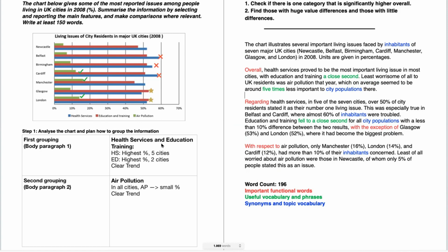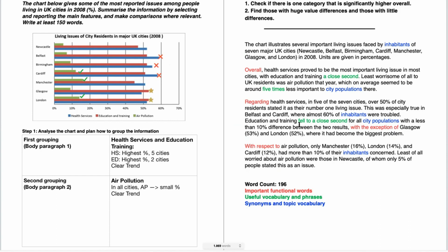Now I'm going to look at the health services and education training in this paragraph. I have regarding health services, in 5 of the 7 cities, over 50% of city residents stated it as their number one living issue. And that is true. I've talked about all 5, even though I highlighted these 3 in my notes. This was especially true in Belfast and Cardiff, where almost 60% of inhabitants were troubled.